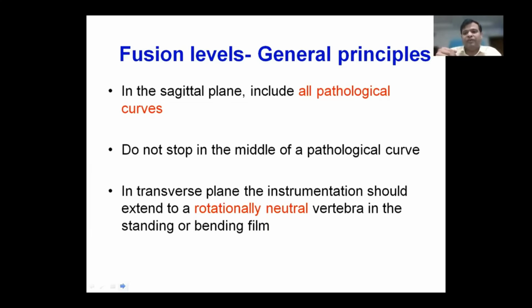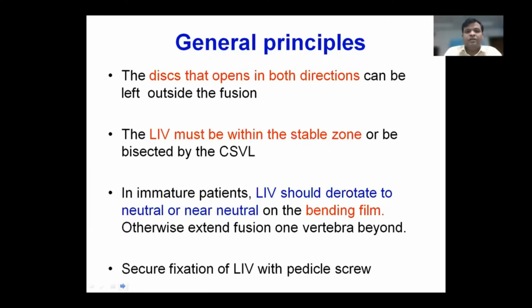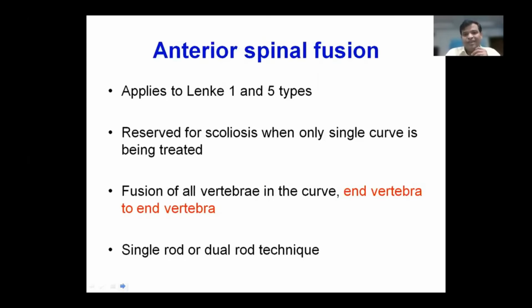In the transverse plane, in selecting LIV, we should always go to a rotationally neutral vertebra. And the disc that opens on both directions in bending films can be left outside the fusion level. So LIV should always be within the stable zone, the zone which is bisected by the CSVL, that is the central sacral vertical line. In immature patients, LIV should derotate to neutral or near neutral on bending films. And always secure your lower instrumented vertebra with secure fixation with pedicle screws.